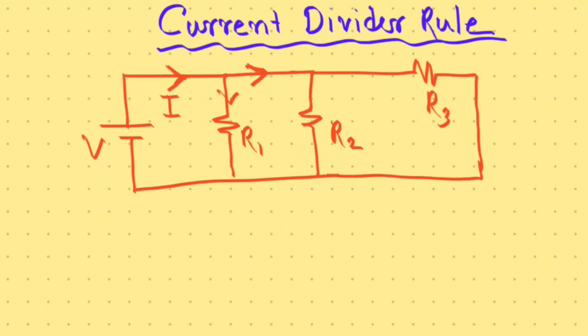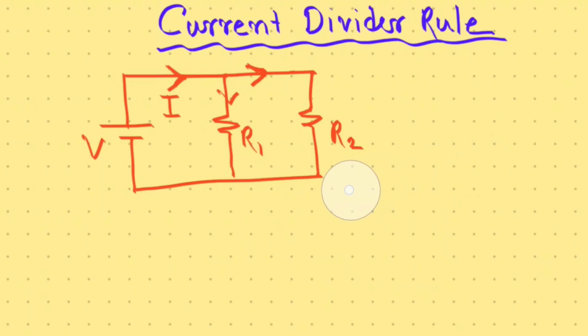Let's simplify the circuit to understand it easily. We are considering only 2 resistances, where the current will be divided into 2. Suppose this is I1 and this is I2. Now we need to find these 2 currents, where I1 is flowing through the resistance R1 and I2 is flowing through the resistance R2. So how can we find these 2 currents? By applying the current divider rule. So what is the current divider rule?